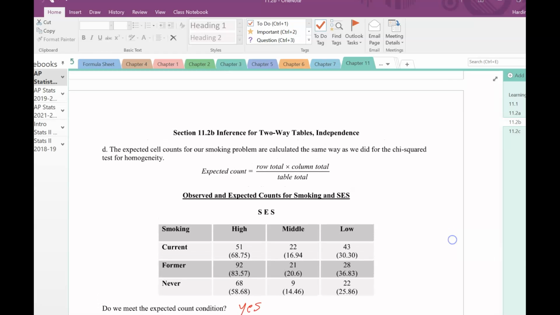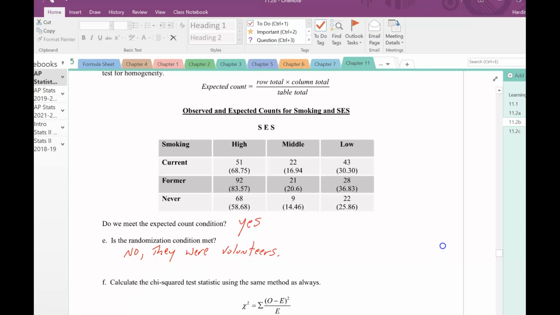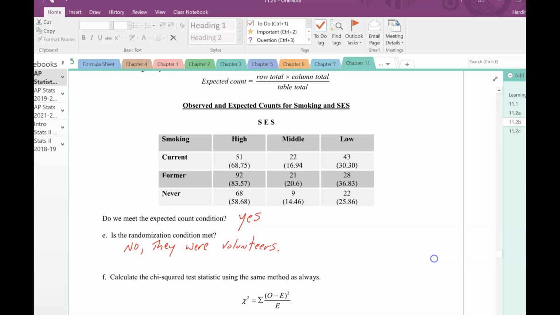Finding the expected counts for each cell is done the same as the test for homogeneity: row total times column total over table total. So what you're looking at there is the observed and the expected values for each cell in our data. Do we meet the expected count condition? We do. Everything in there is at least 5. Have we met the randomization condition? No, actually they were volunteers that voluntarily answered the survey, so that condition isn't really met. So then are they independent of each other? Without the random condition being met, possibly not.